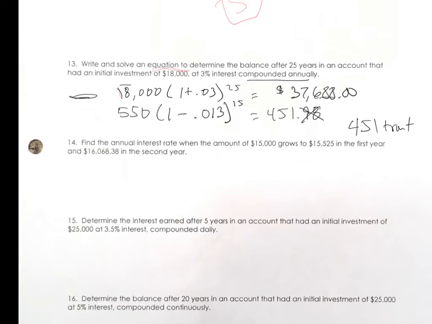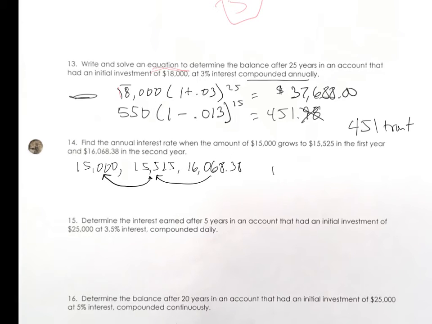All right, so for number 14, this is when they give you the first point and the second point. So it's up to you how you want to do this. We're trying to go backwards with this. So we know that year 0 is 15,000. Year 1 is 15,525. And year 2 is $16,068.38. You can put the one that comes second on top of the one before it, or put this one on top of that one. You have two choices, and they will result in the same answer.